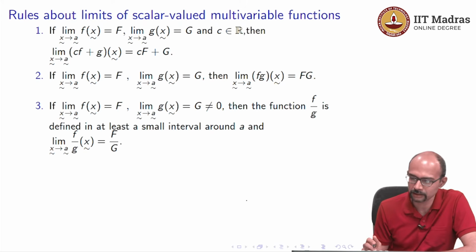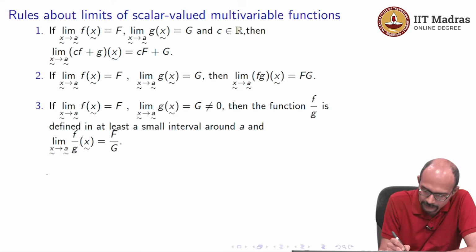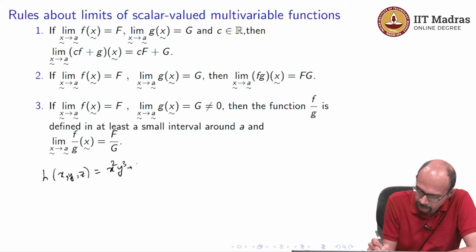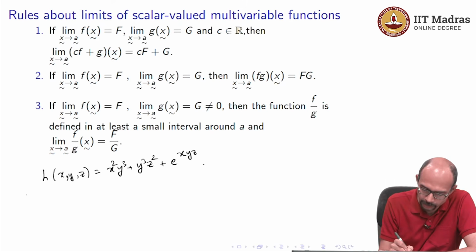Okay, so, let us quickly write down what this means based on what we have seen. So, for example, if I have a function like this. So, if I have h of x y z is x squared y cubed plus y cubed z squared plus e to the x y z. Okay. And I want to ask what is the limit of, let us say, x y z tends to 1, 2, 3 of h.